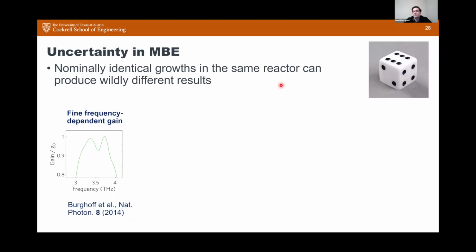So unfortunately, while quantum cascade lasers are one of the triumphs of molecular beam epitaxy, even nominally identical growths in MBE in the same reactor can sometimes produce wildly different results. You get effects like frequency-dependent gain, which are very dependent on the growth run. In other words, almost every wafer that you get with a quantum cascade laser is a little bit unique. So they're not all exactly the same. While you can get many lasers out of a single wafer, achieving really perfect uniformity between wafers is quite a bit more challenging.